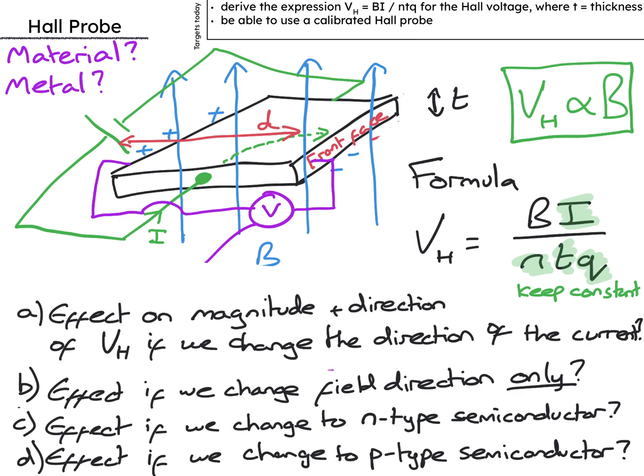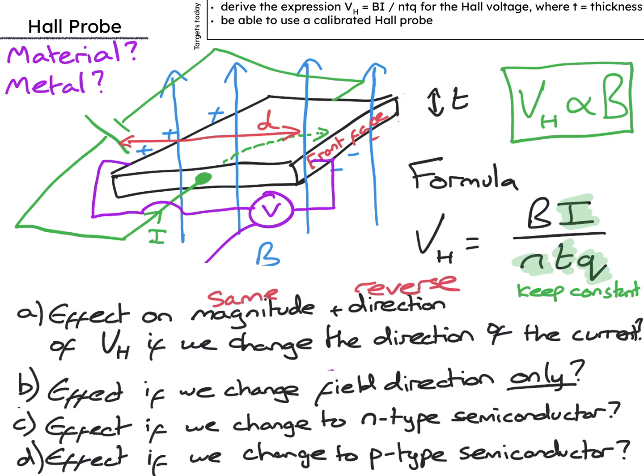And what will be the effect on the magnitude of the Hall voltage and the direction of the Hall voltage if we keep the current left to right and the field bottom to top, like the diagram, but this time change the material to a P-type semiconductor? I'm about to give the answers, so hit pause now.